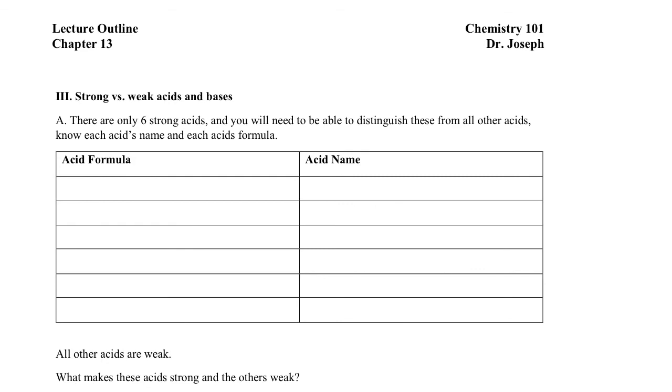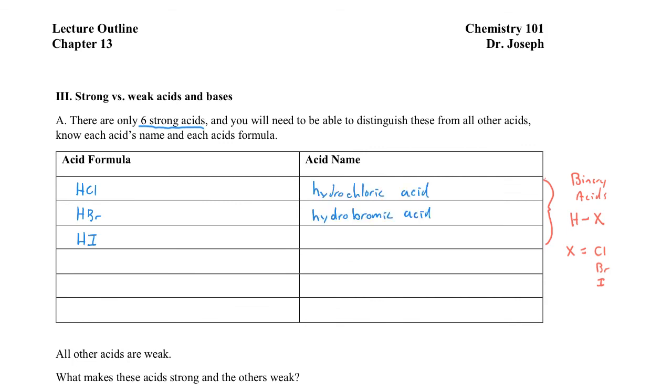So I want you to know 2 things. I want you to know what are the 6 strong acids, what are their names, and what are their formulas. So let's list those out. The first 3 strong acids are really easy to remember. They're also known as the binary acids. That's because they contain 2 atoms. One is a hydrogen atom, and the other is one of 3 different halogen atoms. We have HCl, HBr, and HI. These are called hydrochloric acid, hydrobromic acid, and hydroiodic acid.